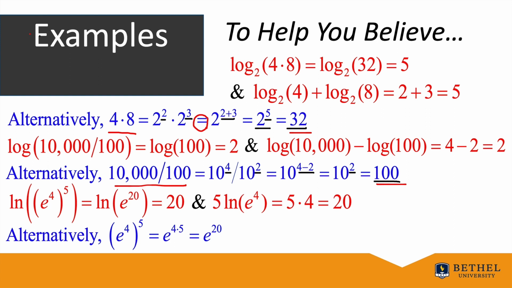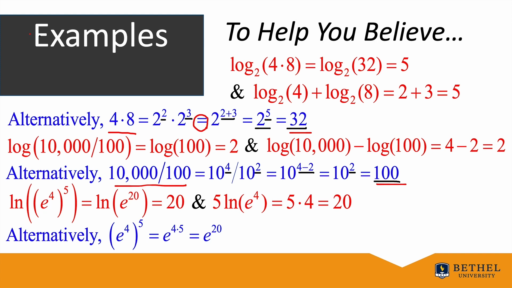An alternative explanation for this is once again based on a property of exponents. E to the 4th all to the 5th power is e to the 4 times 5, and that's e to the 20th. While these examples help you believe and also remember properties of logarithms, they are not rigorous proofs. We will do a rigorous proof of the first property, but first let's do a couple applications.